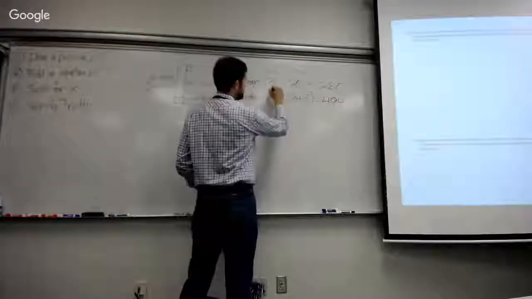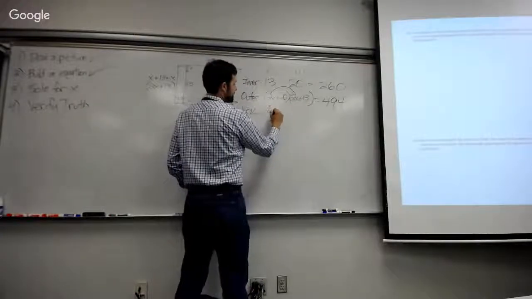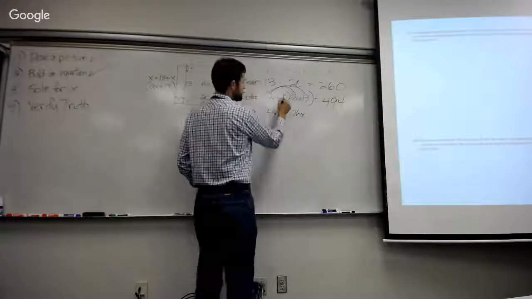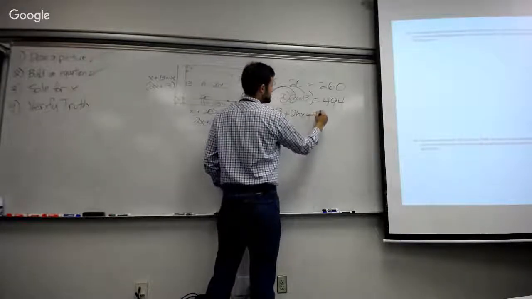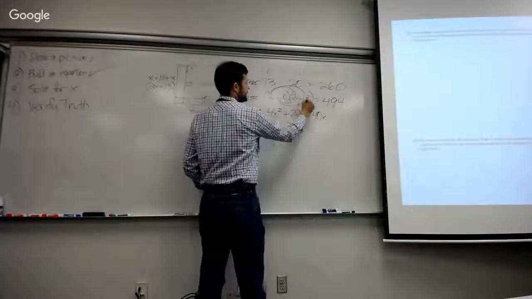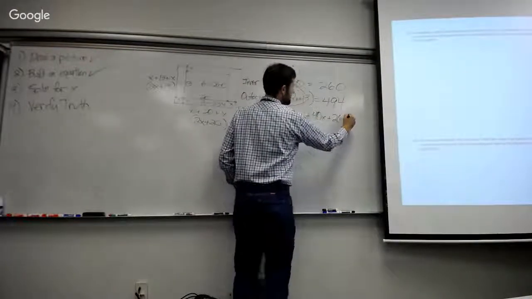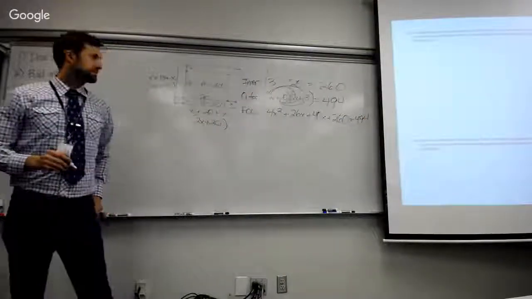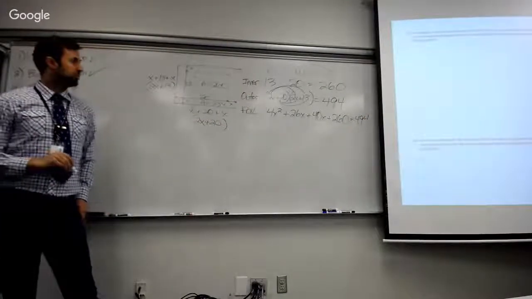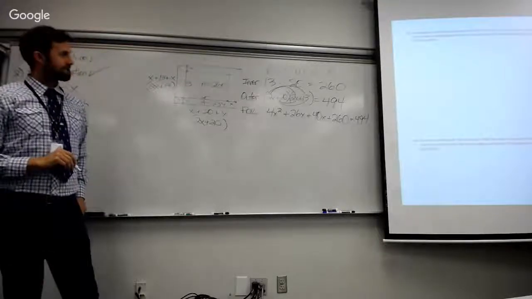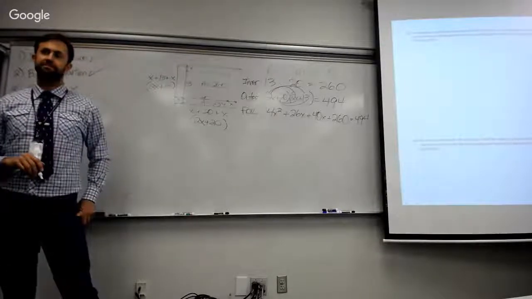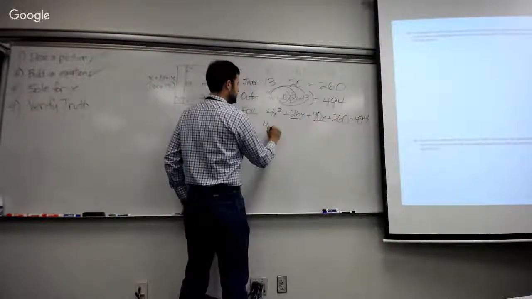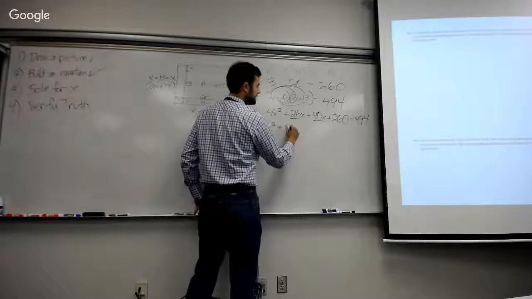So to FOIL, first 2x times 2x is 4x squared. Outer, 2x times 13 is 26x. Inner, 20x times 2x is 40x. And last, 20 times 13 is 260. And all of that equals 494. What do we do next? You can combine the two. Yeah, we can combine those like terms in the middle there. So now we have 4x squared plus 66x.